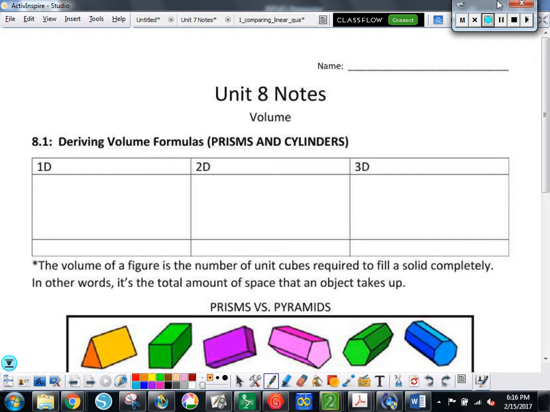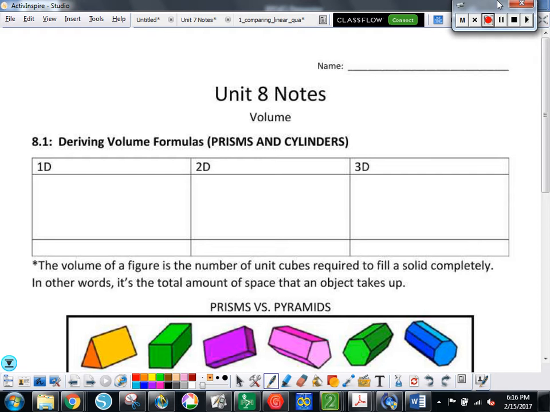So today our goal is to come up with the formulas to find the volume of different solids. Now when I say a solid, I mean a three-dimensional figure. To do that, I'm going to start by looking at what different figures look like and how you get from one figure to the next.